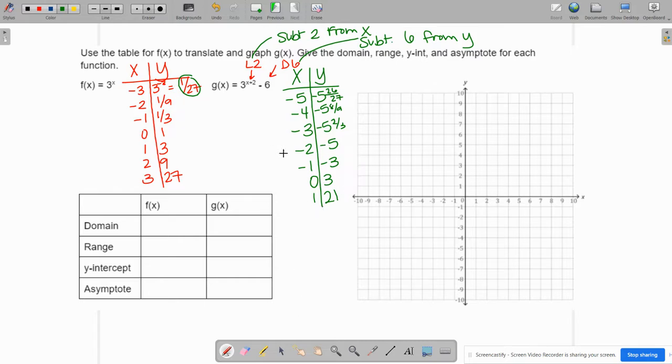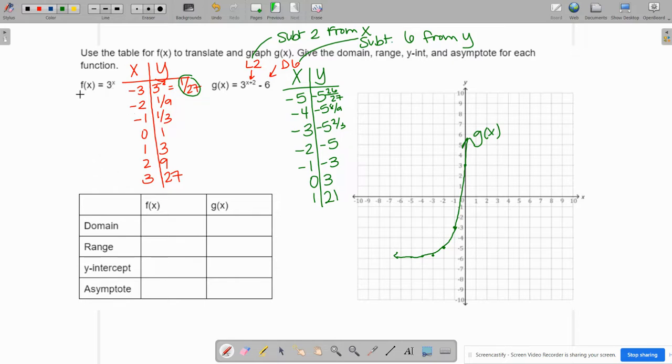So now we can just plot these points. So -5, -5 and 26/27 is going to be very, very close to an output of -6. -4, -5 and 8/9, again, very close down here. -3, -5 and 2/3 would be about here. -2, -5. -1, -3. 0, 3. And then 1, 21 is going to be way off of our graph. But that allows us to create function g of x graphically, basically just from transforming function f of x.